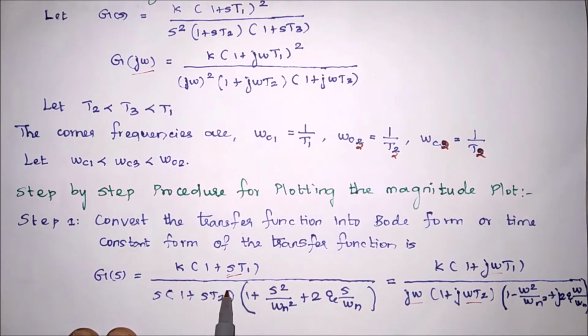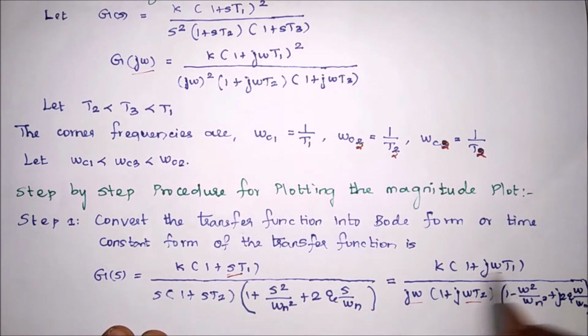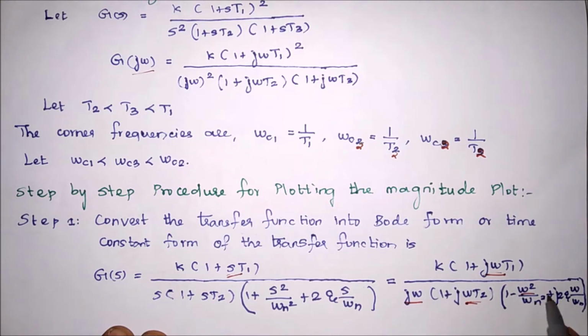Suppose here we have taken an example. It will be like s square plus s term plus constant. From this we take the constant outside and create 1 plus the s square term and s term. Likewise we arrange first, then replace s by jω. So here s, here s square, so jω, but for s square, (jω)² is minus ω².